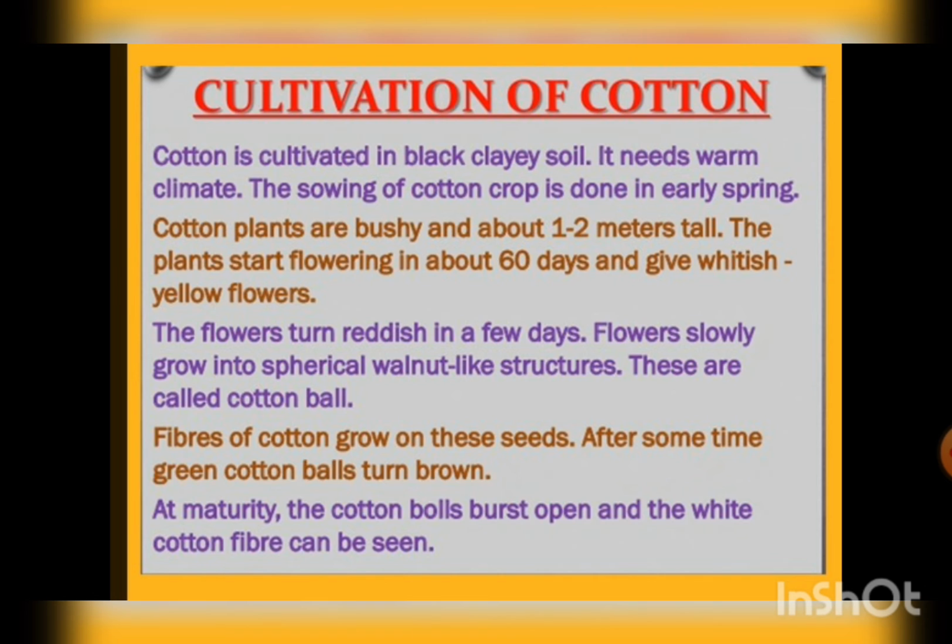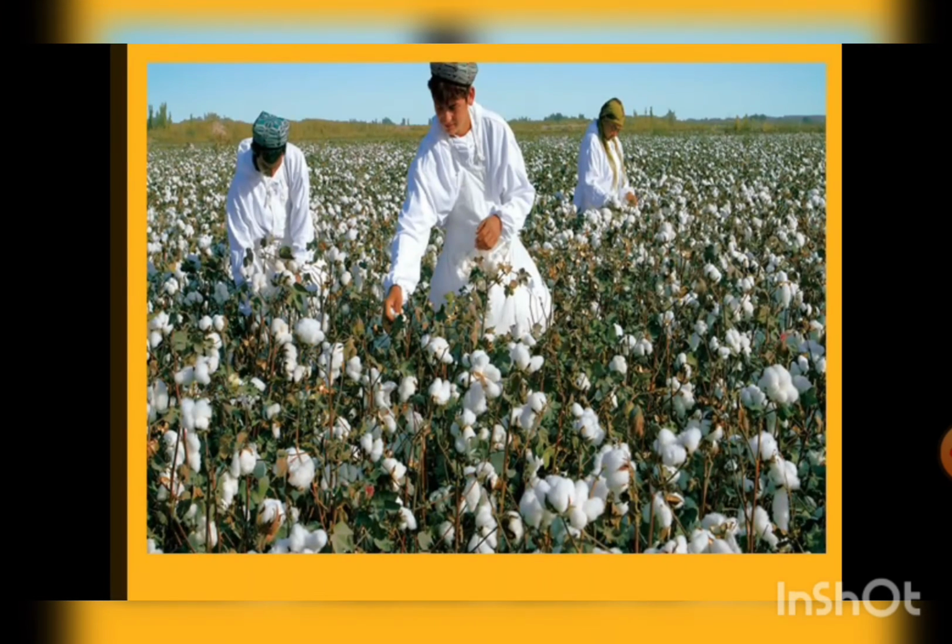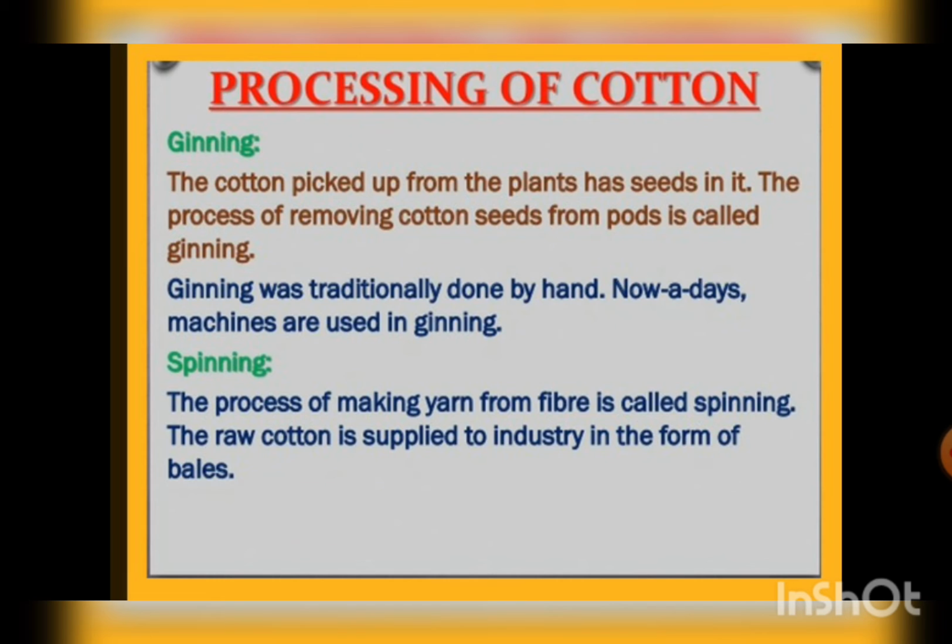Its flowers come, then the flowers turn reddish in a few days, and from the flowers when they mature, cotton is taken. At maturity, the cotton bolls burst open and white cotton fiber can be seen. Now see in the picture, this is the cotton cultivation. These are the matured cotton. They are removing it.